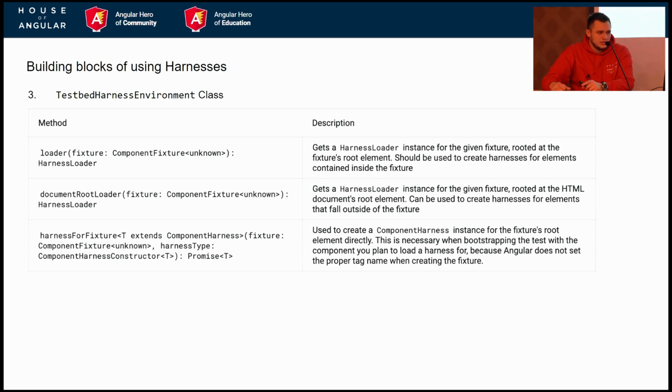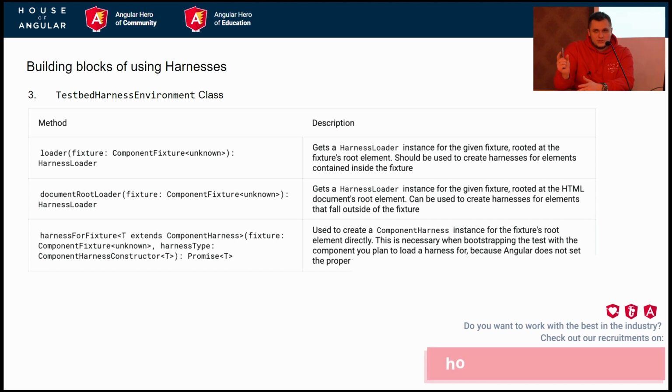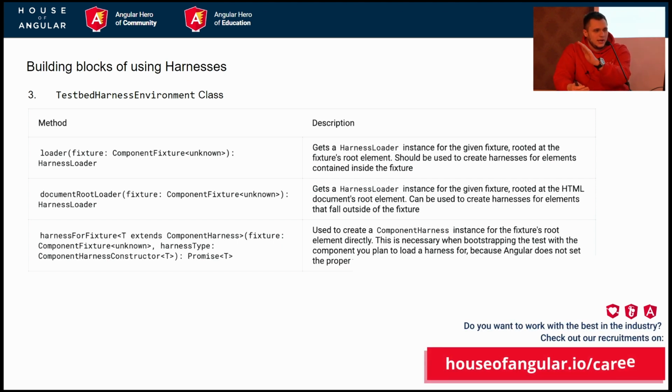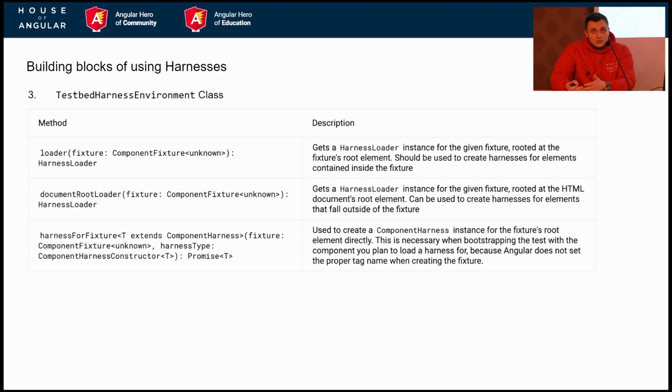A loader is looking in scope of our fixture, for example, but the document root loader will look for the harness which will match the provided component throughout the entire rooted HTML. So in case when we have to initialize or load the harness of a dialog, which is rooted at the very bottom of our entire view, we will rather need to use the document root loader instead of the loader which will search only in scope of the tested component, because we have to go far beyond our component.